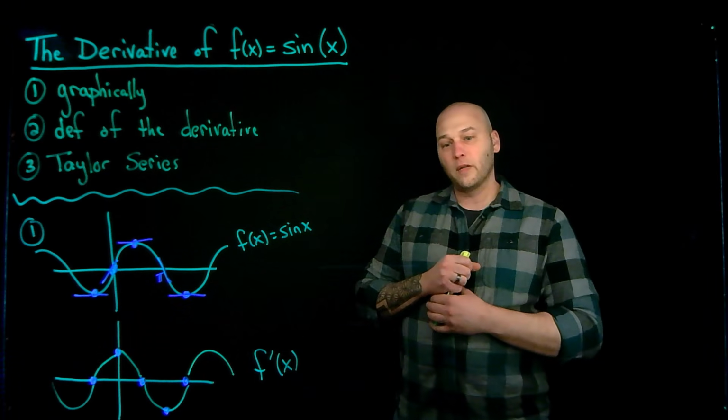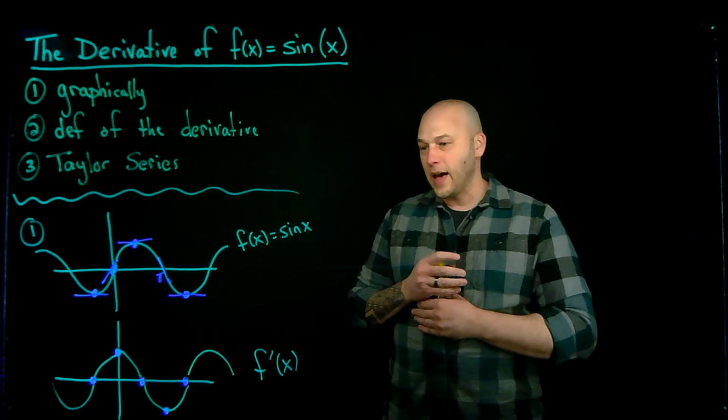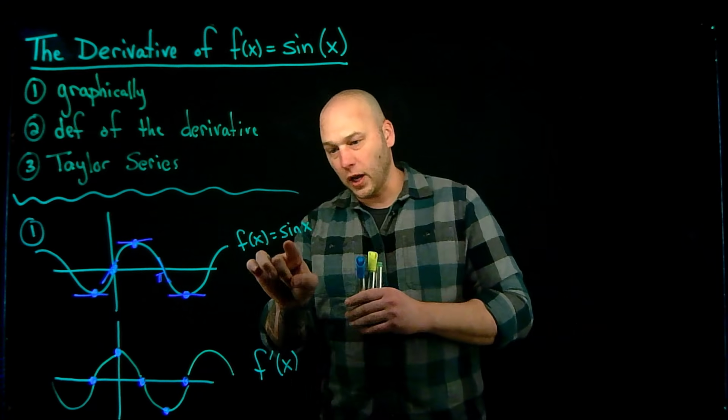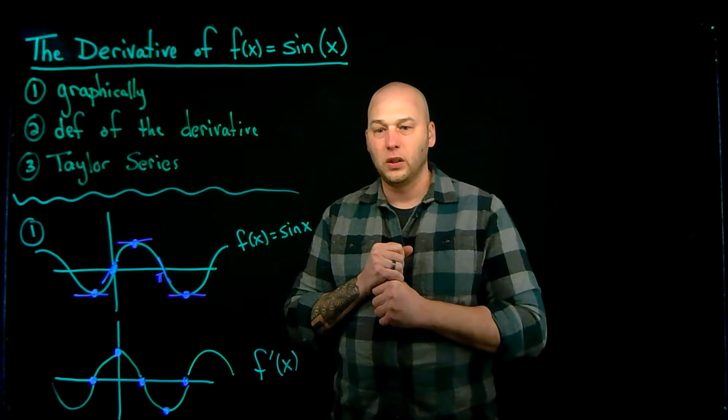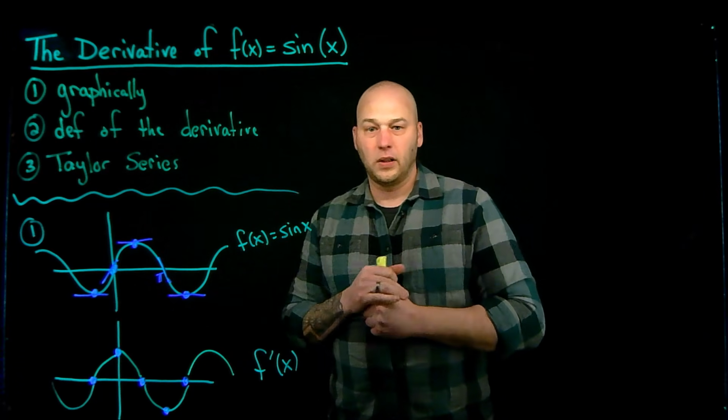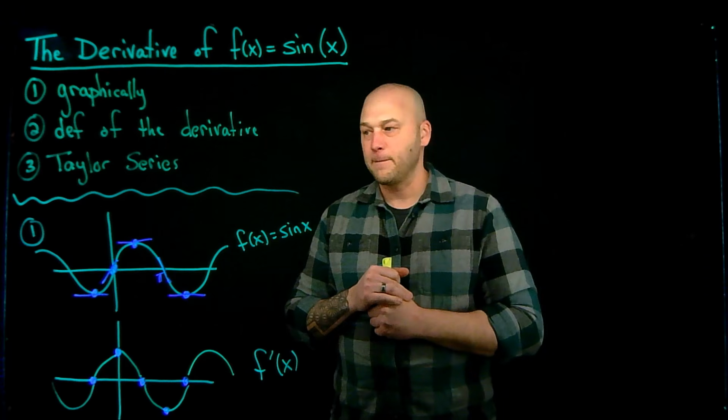Now, what sort of a function can you think of that has the same exact shape as the sine function, but is just shifted pi over 2 units to the left in this case. What could that be? Well, think about that.